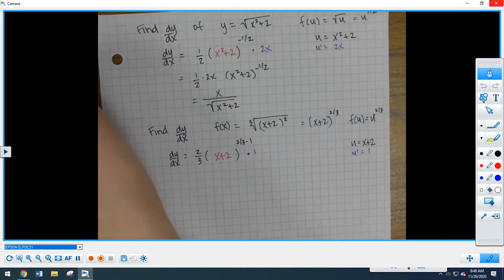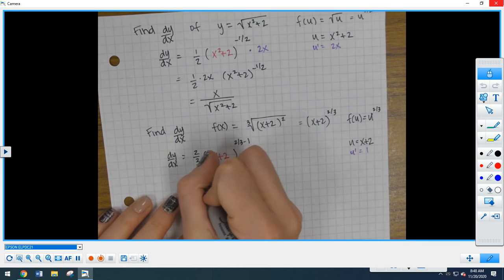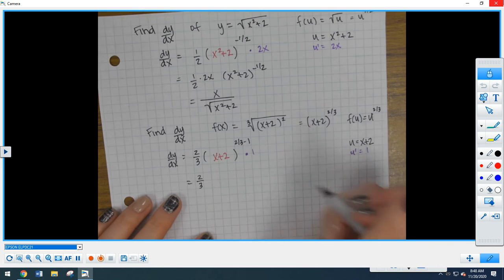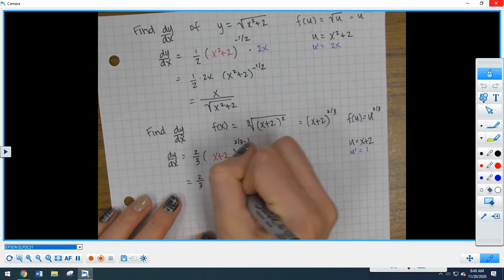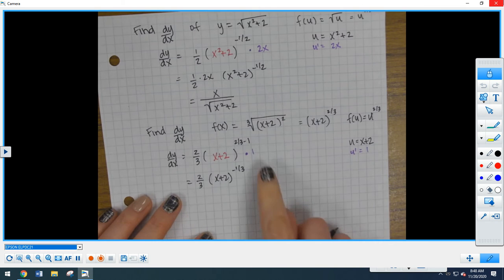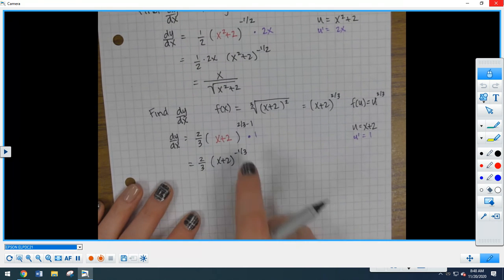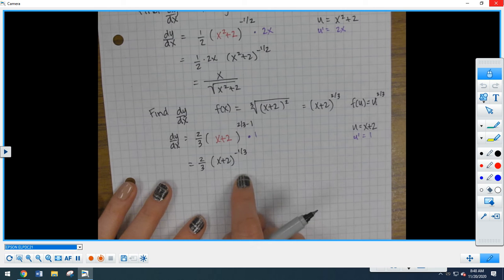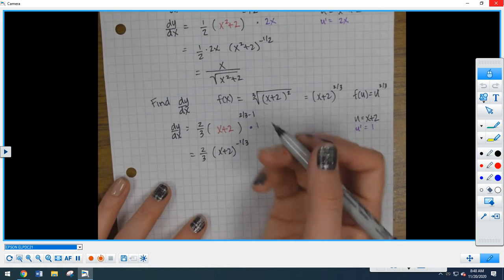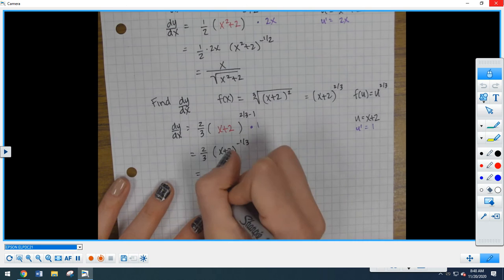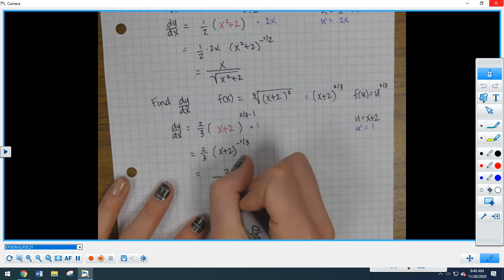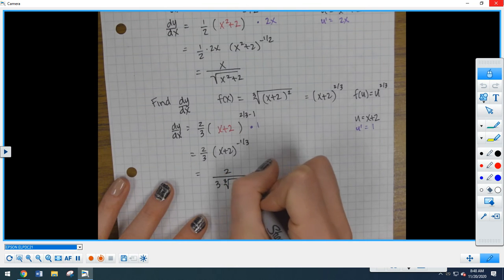Okay, let's simplify now. I have 2/3 times x plus 2 to the negative 1/3, times 1 is just that. This negative 1/3, I can drop it down into the denominator, and a 1/3 is the same thing as a cubed root. 2 stays in your numerator. And then you'd have 3 times the cubed root of x plus 2.